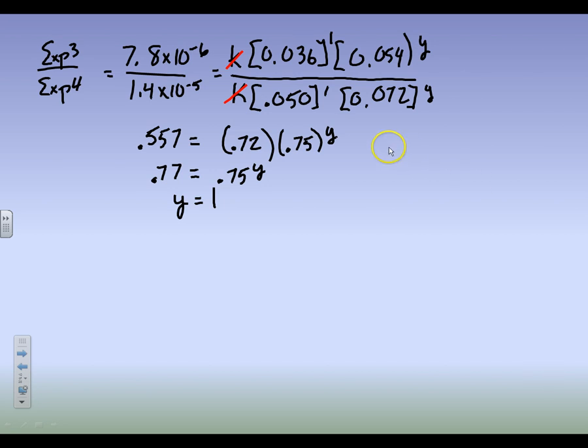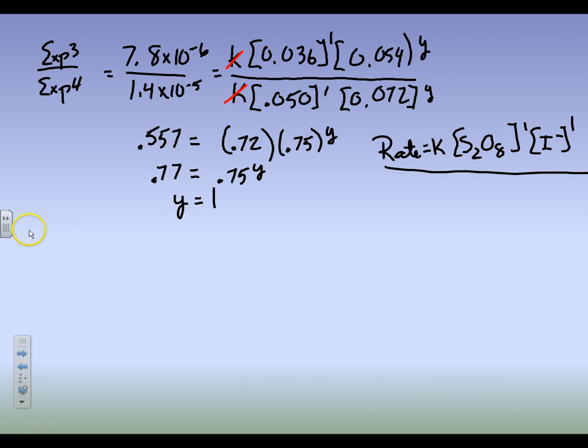Alright, so now I know my official rate law. The answer for letter A equals k times S2O8 to the first power, and the iodide ion is also to the first power. So there's your answer for letter A.